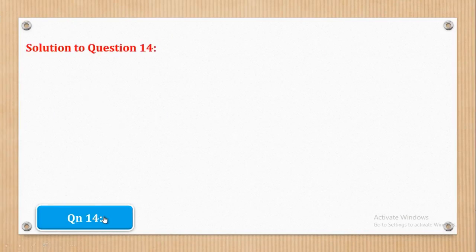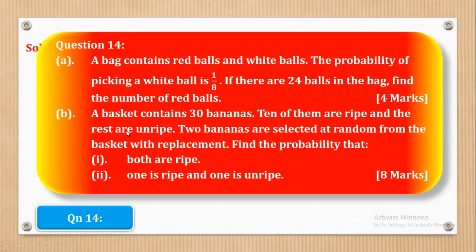So now we shall go to question 14. Question 14 says, part A: a bag contains red balls and white balls. The probability of picking a white ball is 1/8. If there are 24 balls in the bag, find the number of red balls.